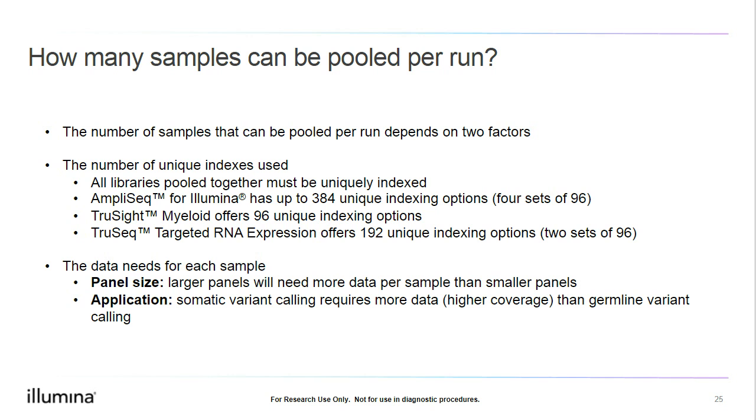The second factor is the data needs. This refers to the number of reads you would like per sample, and is also called the coverage. Data needs depend on the panel size, so larger panels will require more data than smaller panels, and the application. For example, somatic variant calling requires higher coverage than germline variant calling.